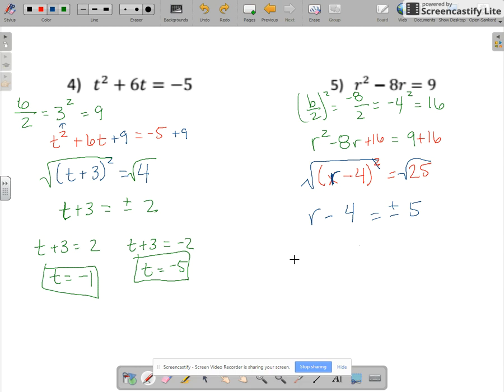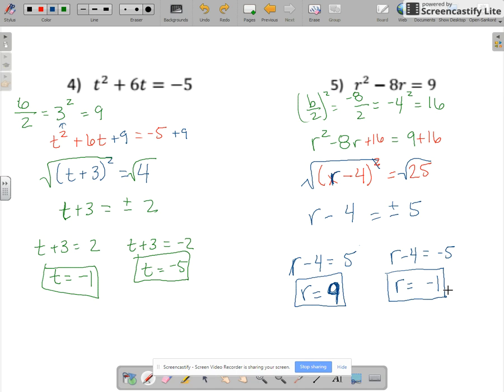We set up our two equations. r minus 4 is equal to +5, and r minus 4 is equal to -5. Solve each one for r by adding 4. Here we get r is equal to 9, and here we get r is equal to -1. So our two solutions for this quadratic by completing the square are r equals 9 and r equals -1.